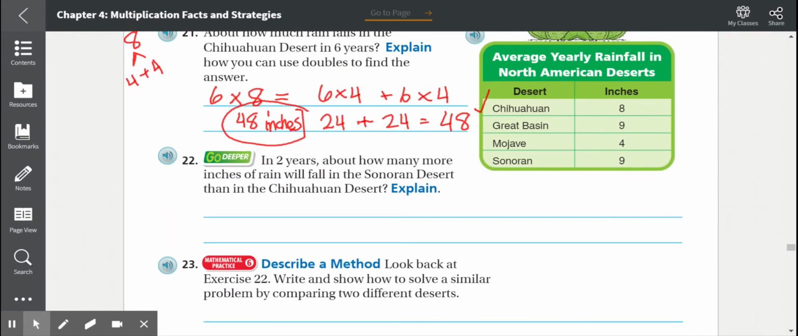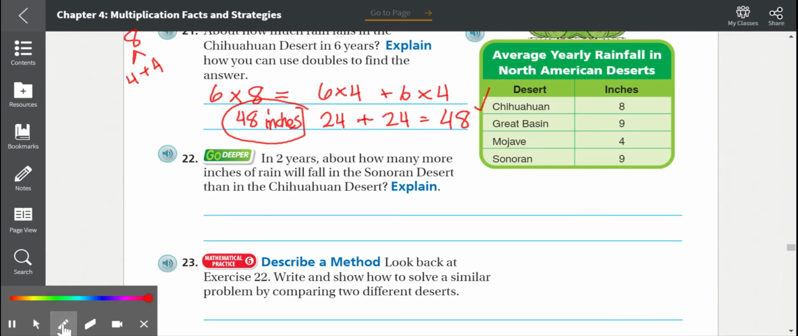Okay, let's do another one. In 2 years, about how many more inches of rainfall will the Sonoran Desert have than the Sichuan Desert? So now we're going to be comparing rainfall with 2 of the deserts. So in 2 years, that's going to be our new equal group that we're dealing with. So in 2 years, how many more inches of rainfall will the Sonoran Desert have than the Sichuan?